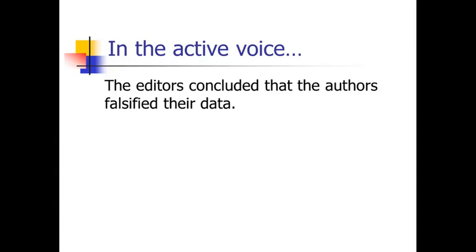But then there was also the second part, that the data had been falsified by the authors. That's also in the passive voice, because what was falsified? The data, so that was the object. And who did the falsifying? The authors. So to turn this all back to the active voice, you would say the editors concluded that the authors falsified their data.